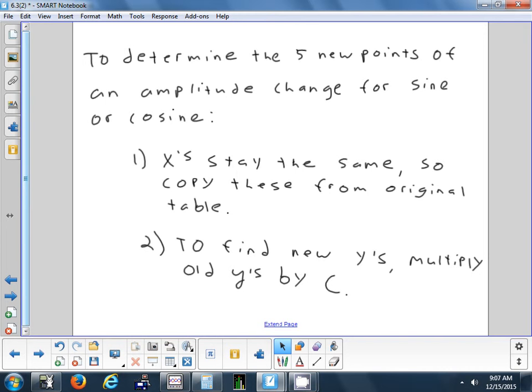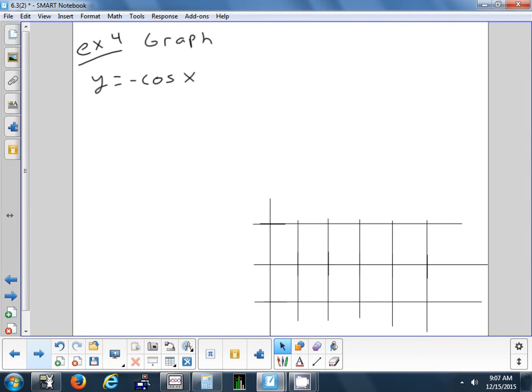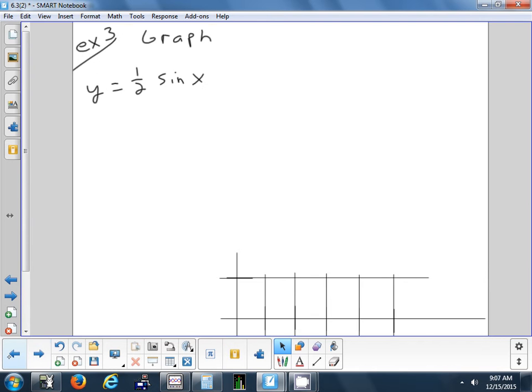Any other questions? Yep. So we're multiplying the y's by the absolute value of C? No, not the absolute value, just C. Just C? Yep. Because if C is negative, the negative is going to cause something else to happen. And we'll do one with a negative in a second.